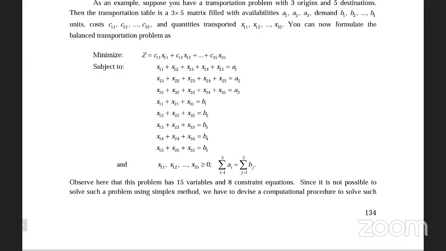This problem is a minimization, so that z equal to c11 x11 plus c12 x12 and so on up to cmn xmn, and it is balanced, so summation ai equals summation bj. So this problem is called a transportation problem. We want to convert the transportation problem into a linear programming problem. That linear programming problem is explained here at the bottom.